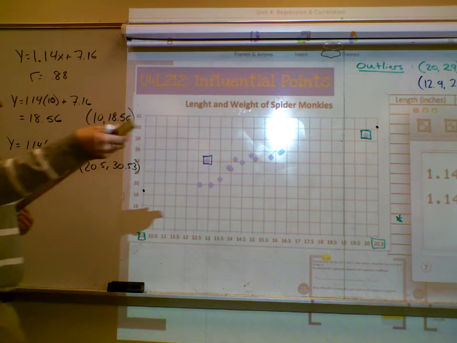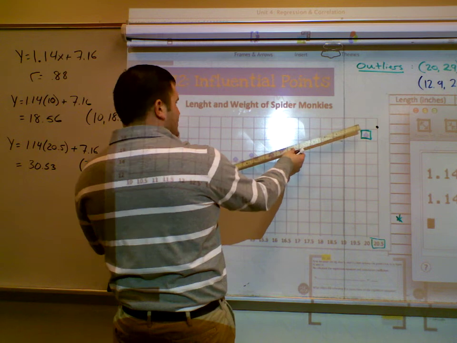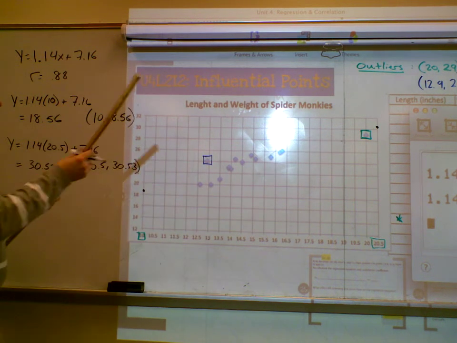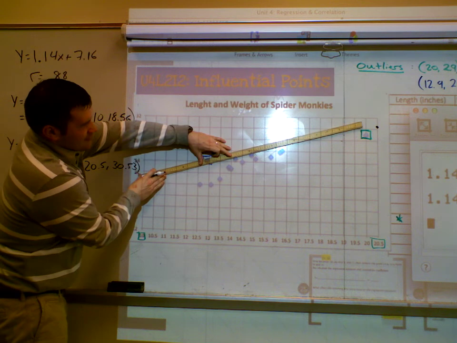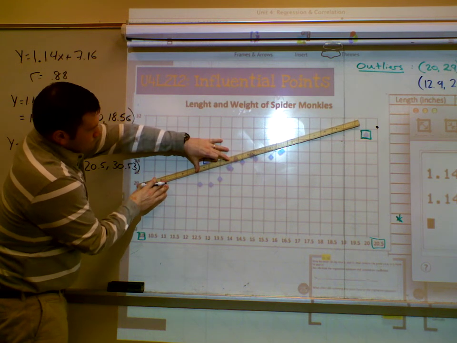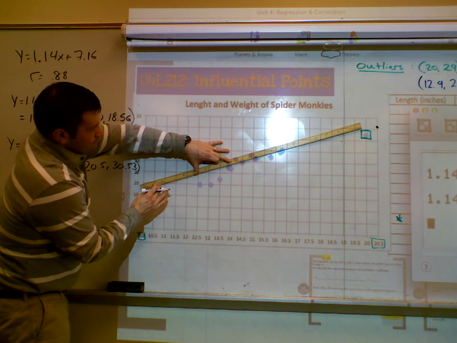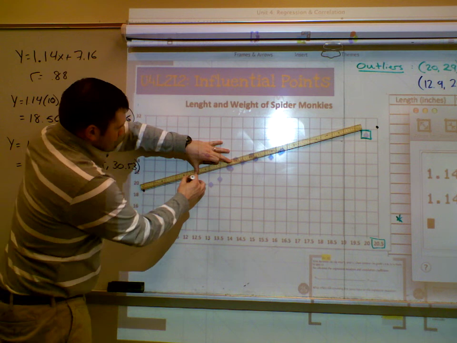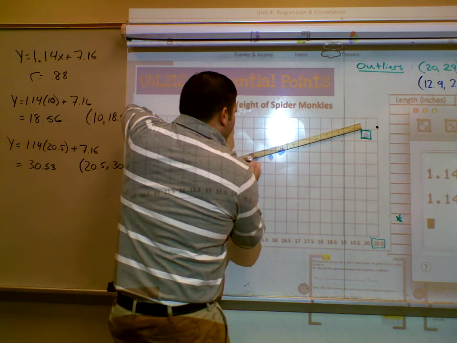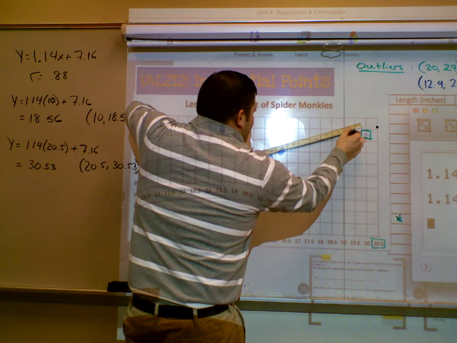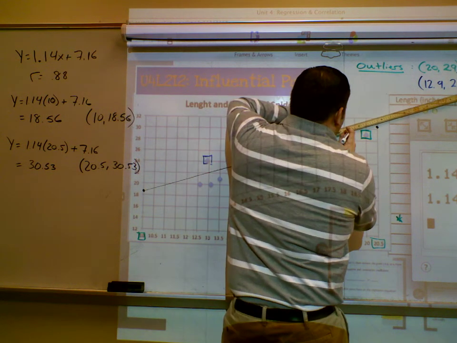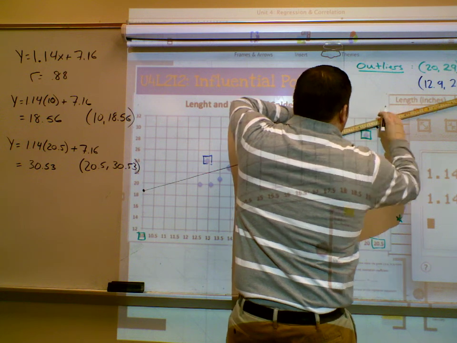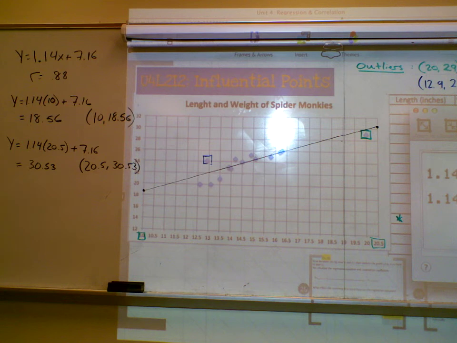And I can take my ruler, hopefully my meter stick is long enough. I went and got a meter stick out. Oh, and it's still not long enough. So I can take my ruler out, and what can I do with those two points? Connect them. And now we've drawn our line of best fit on our graph. Easy enough? Kind of long, isn't it?